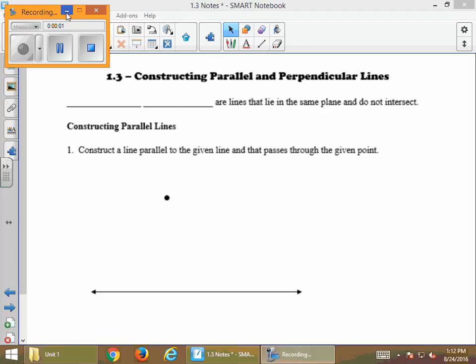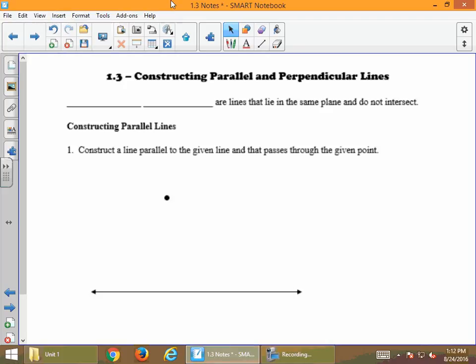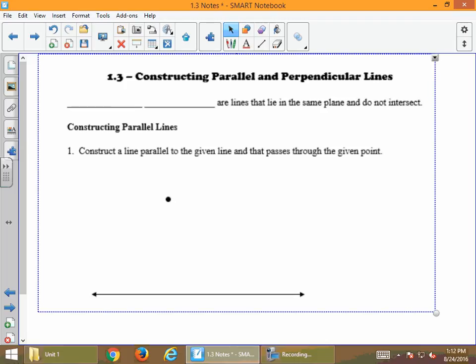All right, have those things out. We are at 1.3 as you see up here. Constructing parallel and perpendicular lines is what we're talking about today. All right, let's get ready to go.